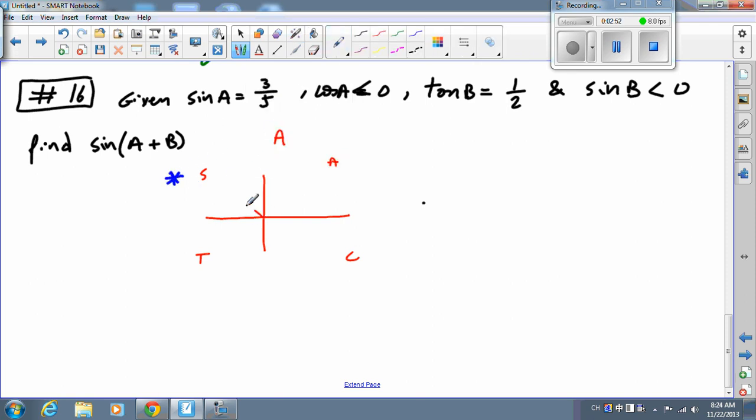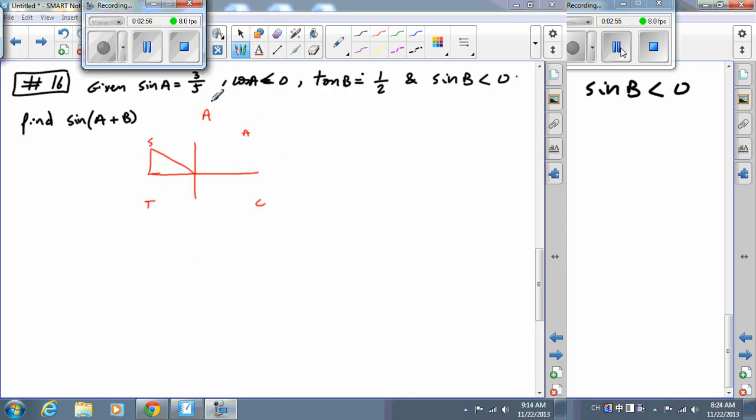So I will build my triangle here. All right, this is angle A. So for this, I was able to figure out that it's in this quadrant. So the sine of A is 3 over 5. So that means the opposite is 3. The hypotenuse is 5. Therefore, the adjacent will be 4. Note that it's still for angle A.